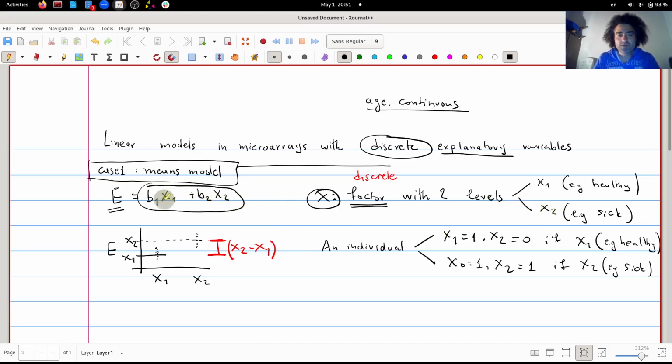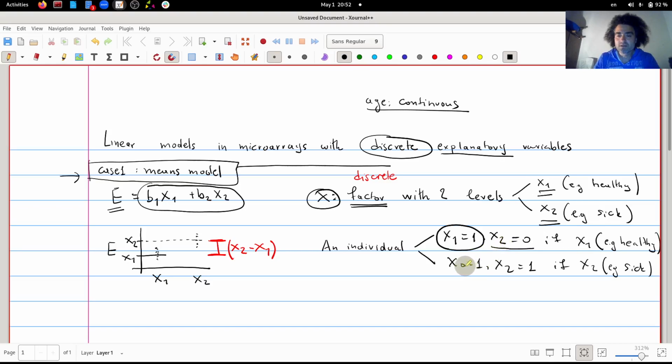And the way that we model it with linear models is like that. Again, I have to say that this is the means model because later on we will see another way to write this equation. Okay, so the expression level depends on the value of these two levels here. If an individual is healthy, then this individual will have 1 for the value x1 and 0 for the value x2. So an individual that has this x1 level will have 1 for this level and 0 for the other level. This is the way that we parameterize this.